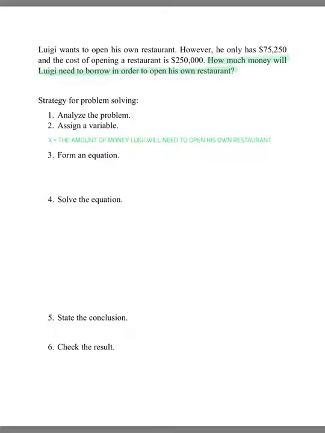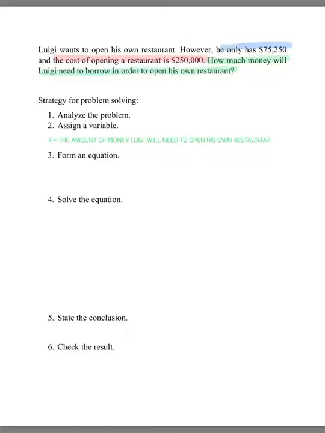So now let's see what other information we can extract from the words given. We know he only has $75,250. That's the amount he currently has right now. He has $75,250. And we also know the cost of opening a restaurant is $250,000. So I'm going to go ahead and draw a number line to represent our current information.